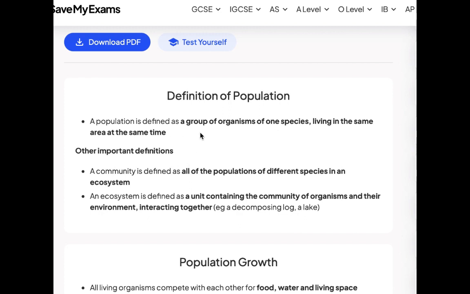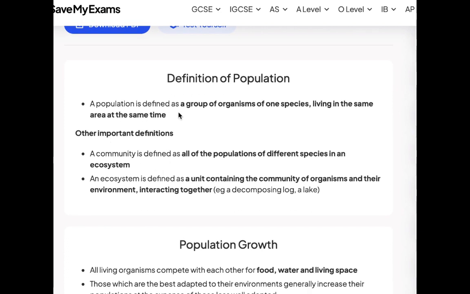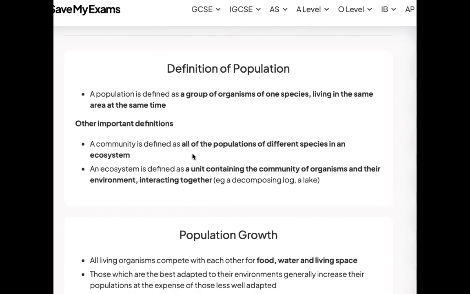So population is defined as a group of organisms of one species living in the same area at the same time. Now let's take a look at other definitions that are related to population, like community. Community is defined as what? We define community as all of the populations of different species in an ecosystem.